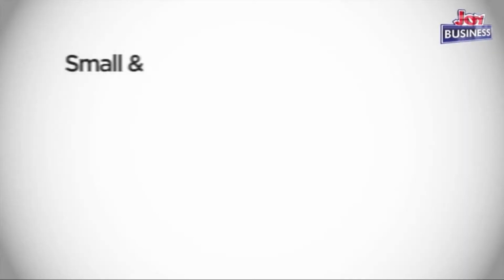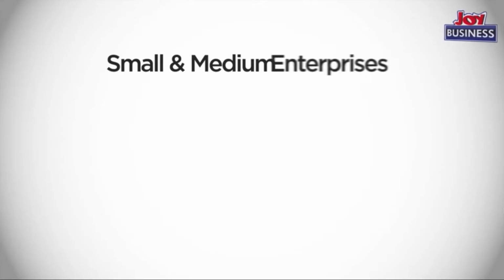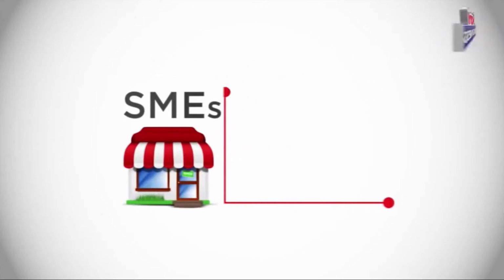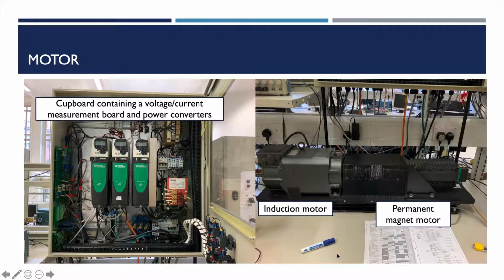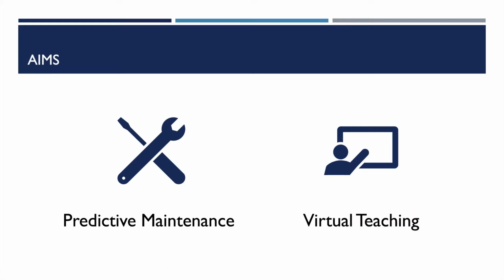The key motivating factor for this project was to support the needs of SMEs who may not have the capital or expertise for the latest advancements in digital twin technology. The machine under consideration is an induction motor. The aim of this project was to demonstrate how industrial IoT can be used for predictive maintenance and virtual teaching through the use of a digital twin.